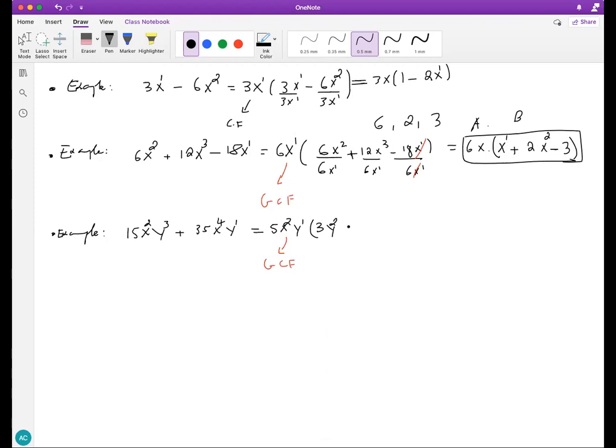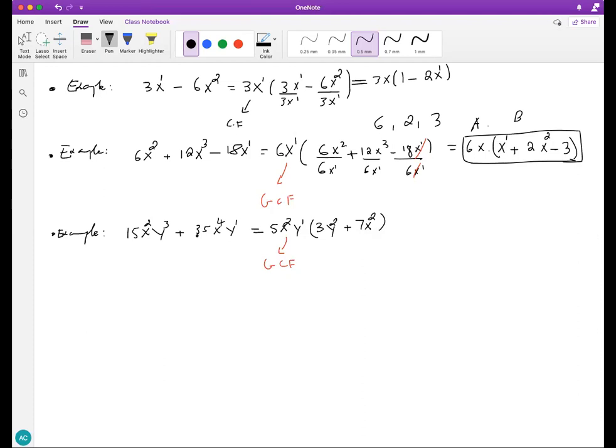Plus, and repeat the same thing. We're going to divide this one again by the GCF. Start with 35 by 5, it's 7. x^4 by x^2, that's x^2. y^1 by y^1 cancel each other out, so we don't have to write anything. Just like here, they're gone. No need to write anything else. Just close the parentheses.